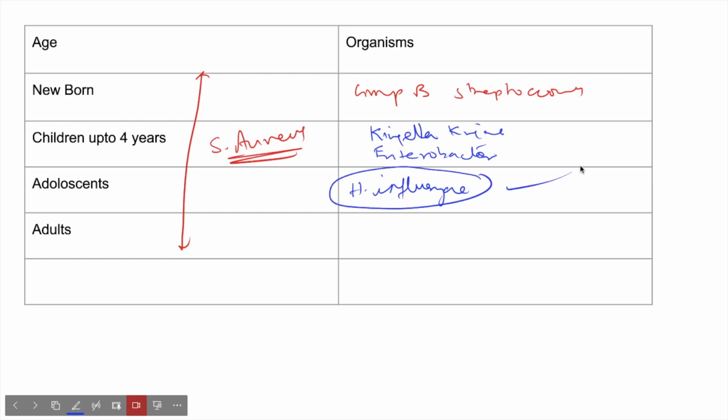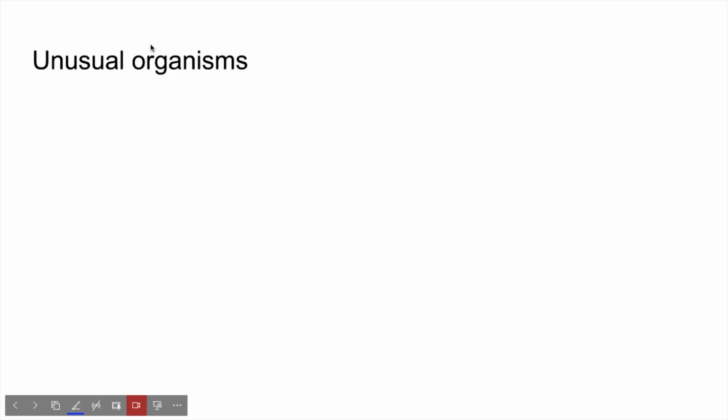Because of the availability of vaccine, H influenza osteomyelitis has decreased. In adults, it is invariably mostly Staph aureus. Okay, there are some special conditions where unusual organisms cause infection.